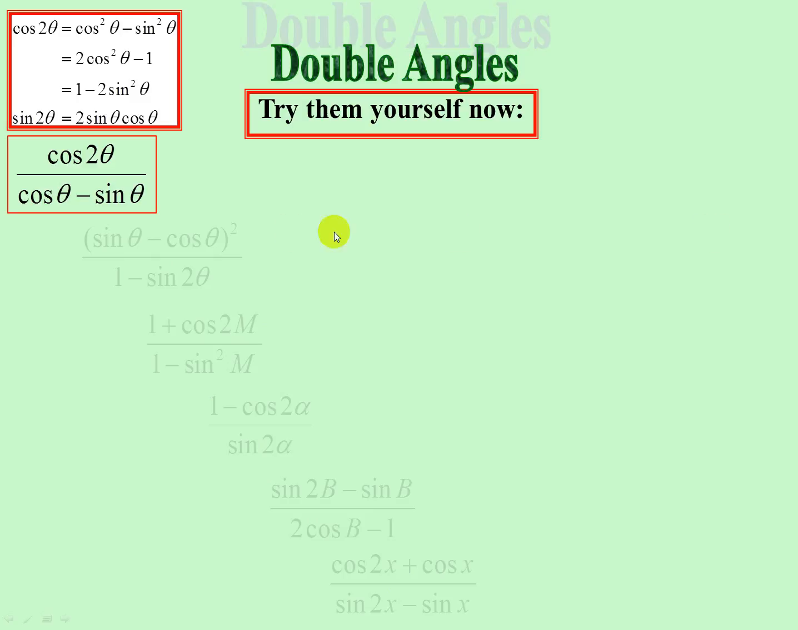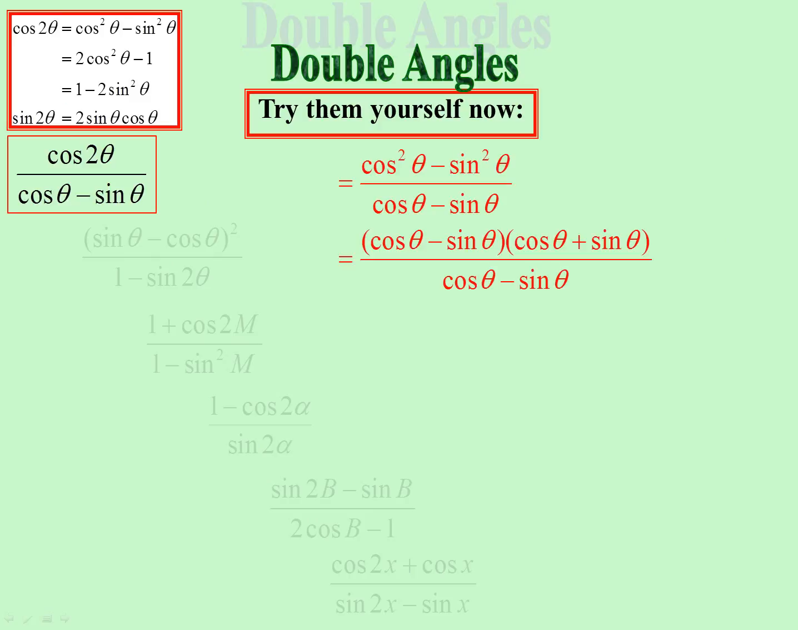Cos 2 alpha, cos 2 theta, cos theta minus sine squared. Below we need both cos squared and sine squared. There we are. Difference of squares on the top line. Algebraic reduction. Cancelling.